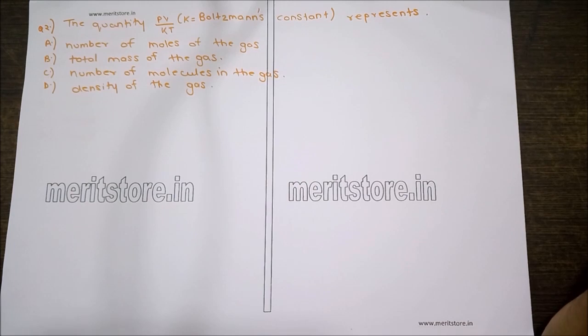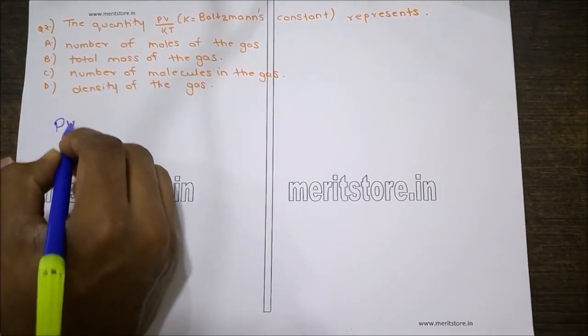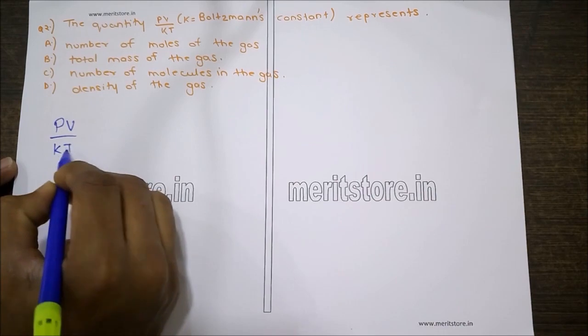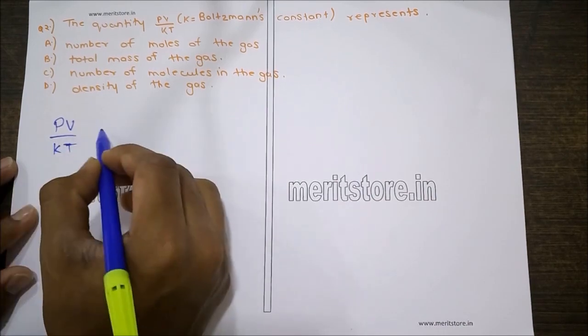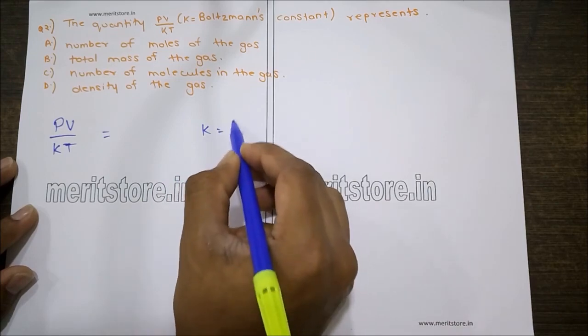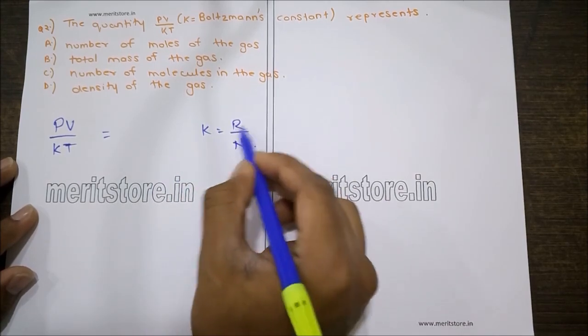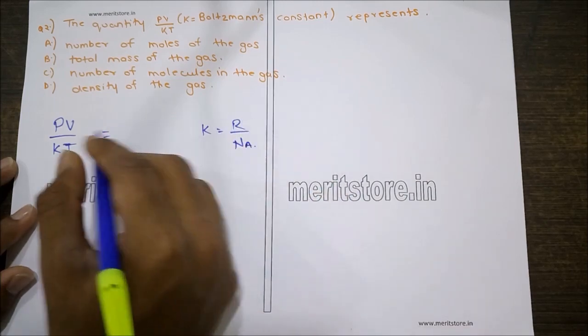The quantity PV upon kT, where k is the Boltzmann constant, represents, the options given are number of moles of the gas, total mass of the gas, number of molecules in the gas and density of the gas. Let's look at the relation PV upon kT. Now in this, k is the Boltzmann constant. k can be written as R upon Na, that is the gas constant upon Avogadro's number.